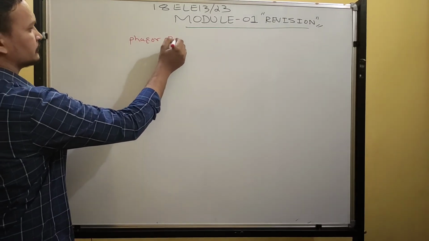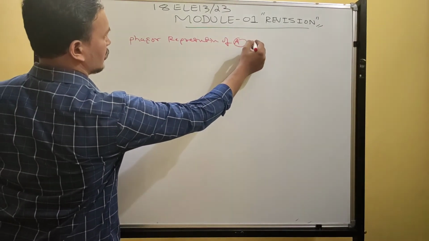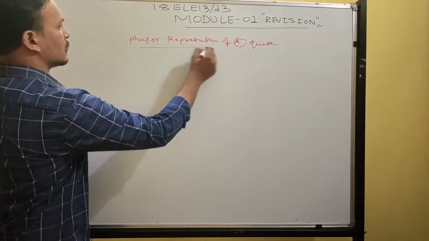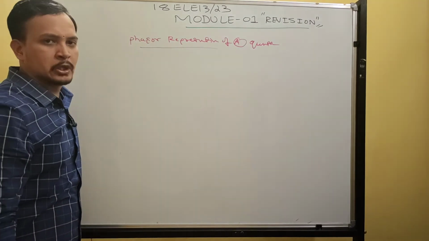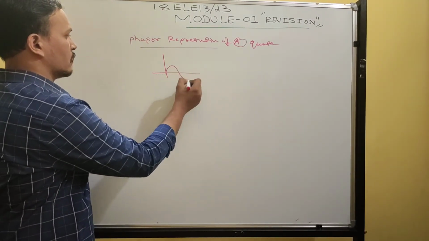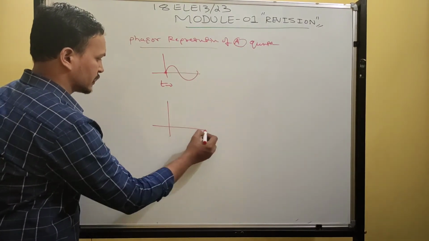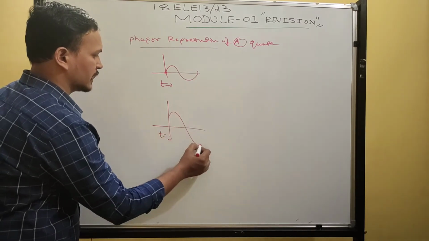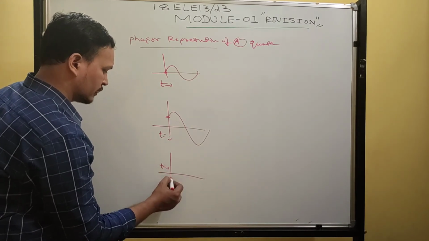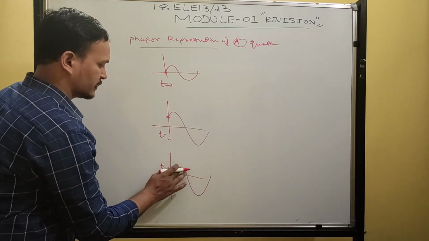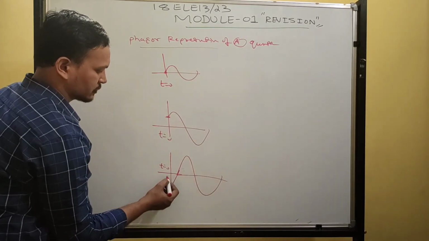You must study phasor representation of alternating quantity. There are three types of phases: zero phase, positive phase, and negative phase. Zero phase means when t is equal to 0, the instantaneous value will be 0. That is zero phase. What is positive phase? When t is equal to 0, the instantaneous value is a positive value, that is called positive phase. When t is equal to 0, the instantaneous value is negative, that is called negative phase.